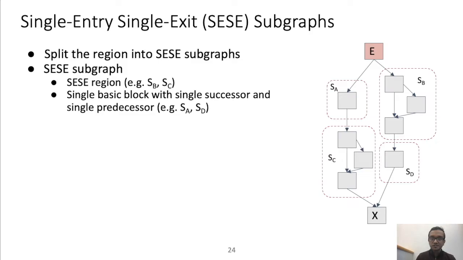Next, we split the divergent region into single entry single exit subgraphs, also known as SESE subgraphs. A SESE subgraph can fall into two categories. First category is a single entry single exit region with more than one basic block. In the example CFG shown here, subgraphs B and C are two SESE regions. Second category is a basic block with a single successor and a predecessor. Subgraphs A and D are examples for this case.